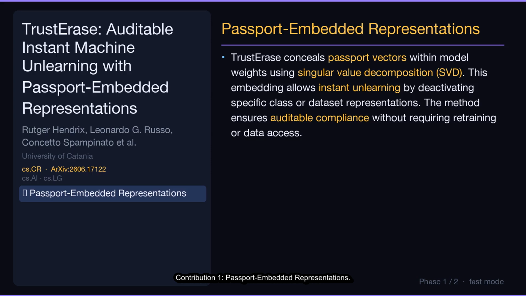Contribution 1. Passport-Embedded Representations. TrustErase conceals passport vectors within model weights using singular value decomposition, SVD. This embedding allows instant unlearning by deactivating specific class or dataset representations. The method ensures auditable compliance without requiring retraining or data access.